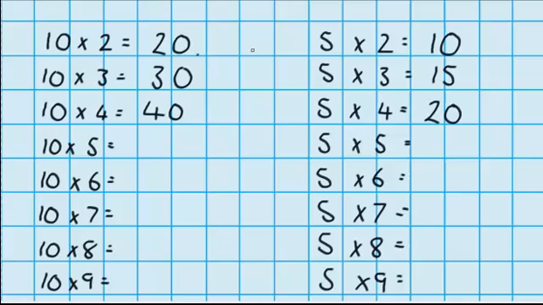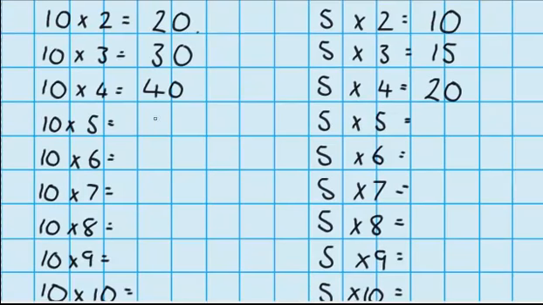Can you spot a pattern between the answer to your 10 times tables and the answer to your 5 times tables? Let's try a couple more. 10 times 5 is 50, and 5 times 5 is 25, and 10 times 6 is 60, and 5 times 6 is 30. Well, hopefully you've spotted that the answer to your 5 times tables are half as big as the answer to your 10 times tables.